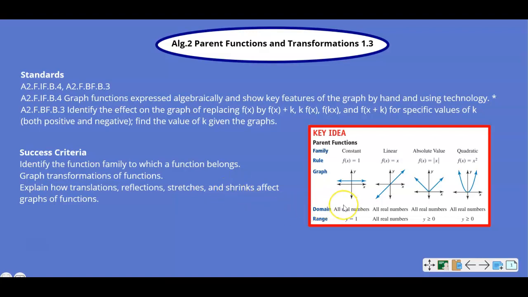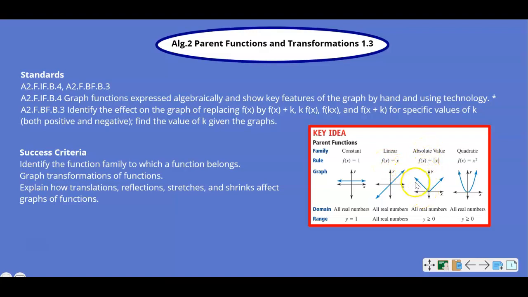Your parent functions are very important to know. Here are pictures of your parent functions. You've got a constant function. This is a horizontal line, y equals 1, or in function notation, f of x equals 1. You need to be able to tell your domain and range as well. A linear function, y equals x, has a slope of 1 and a y-intercept of 0. Again, function notation is f of x equals x.